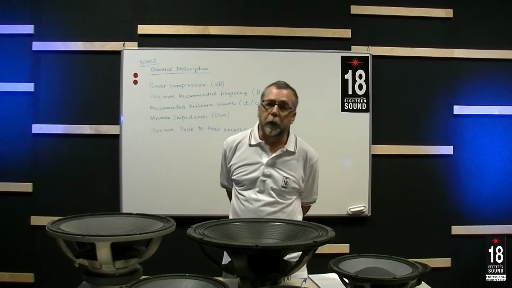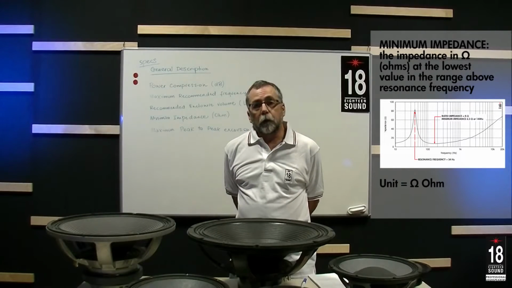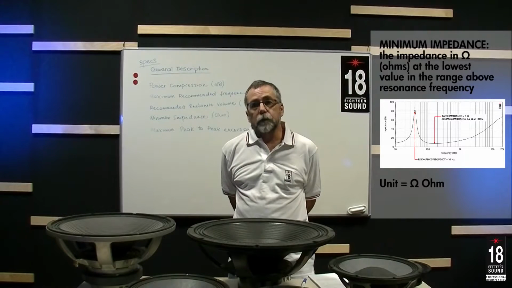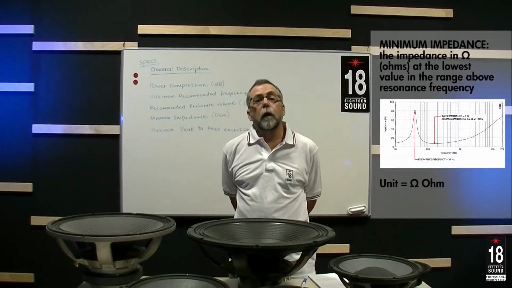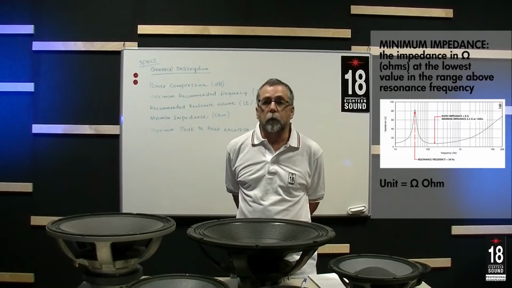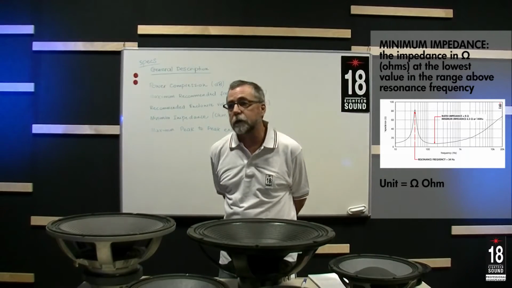Next is the minimum impedance. If you recall, on the impedance curve, there's a peak at the resonance frequency, and then as the frequency rises, the impedance diminishes. The minimum impedance is the point on the curve where the impedance is at its minimum. Very important when you're coupling with amplifiers to understand what this minimum impedance is.